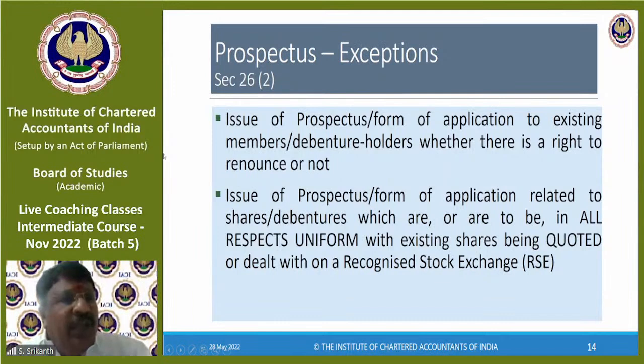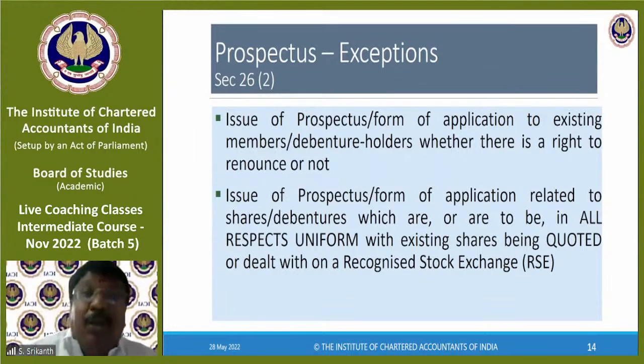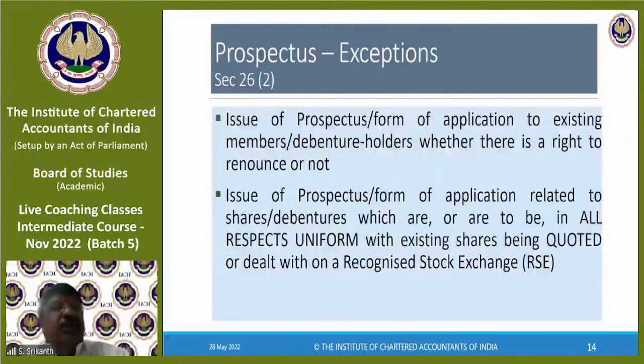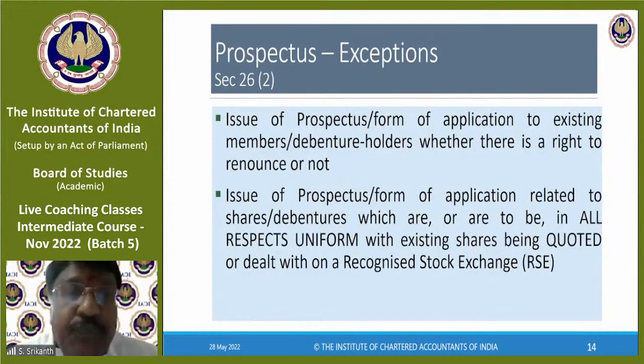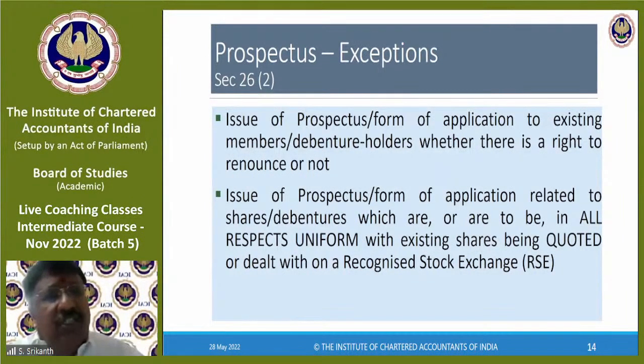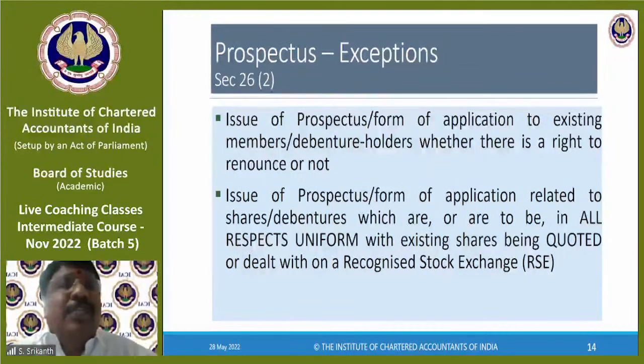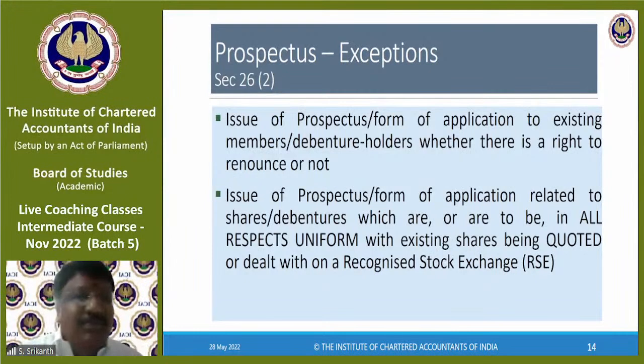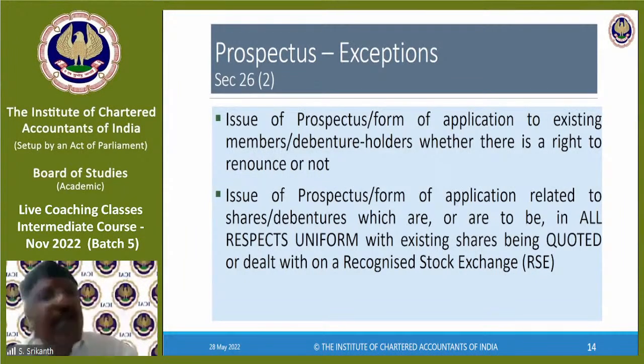The point is, you are giving shares to the existing members, or new debentures to the debenture holders, based on rights. So if you hold 10 shares in my company, I'll give you 2 shares. If you hold 50 debentures in my company, I'll give you 5. In those cases, when you are issuing a prospectus or a letter to the existing members or debenture holders, whether there's a right to renounce or not, the rule relating to prospectus under section 26 will not apply. This is an exception. But practically what happens?